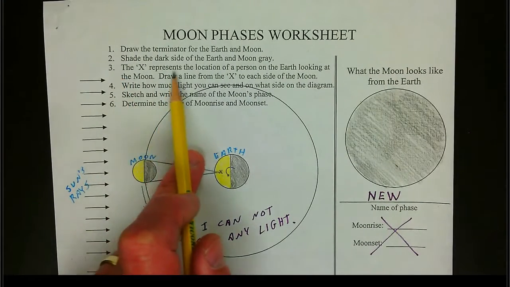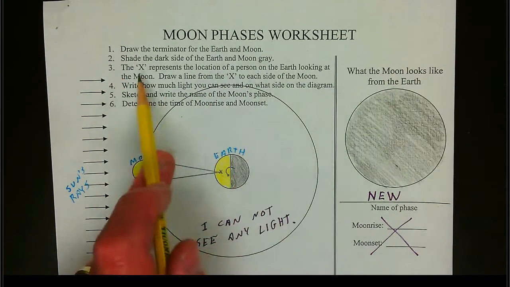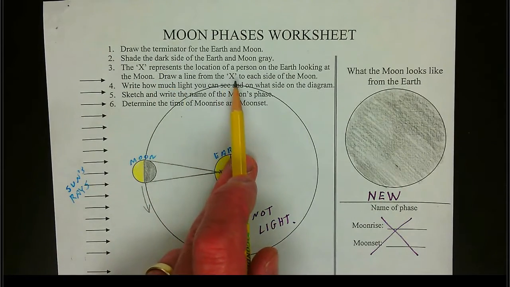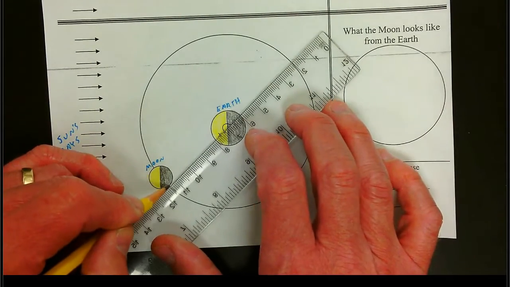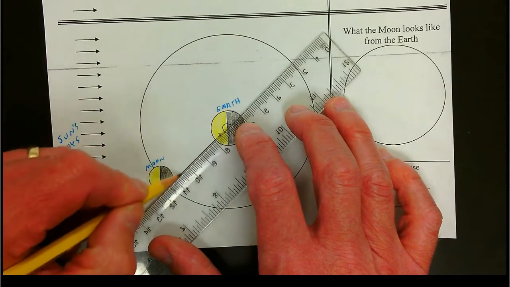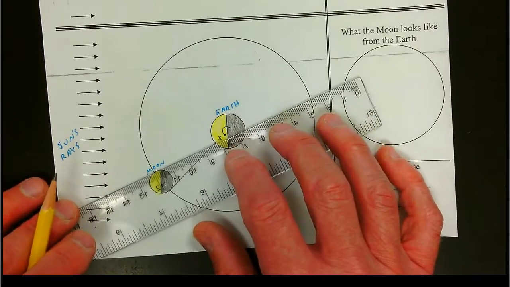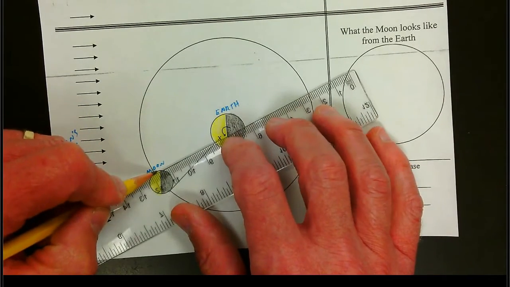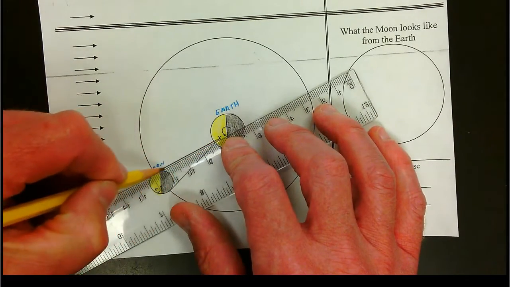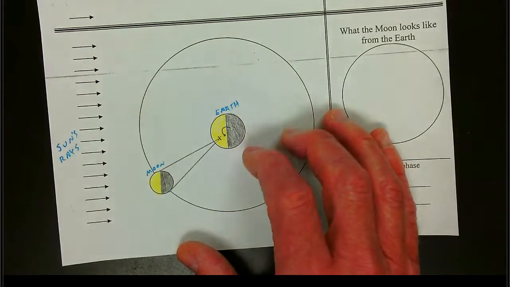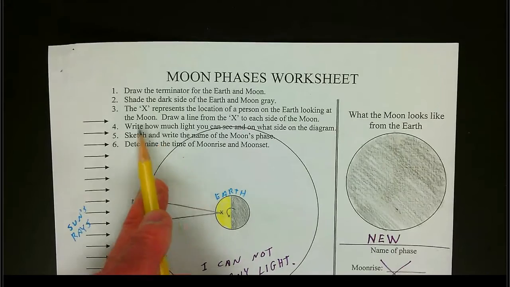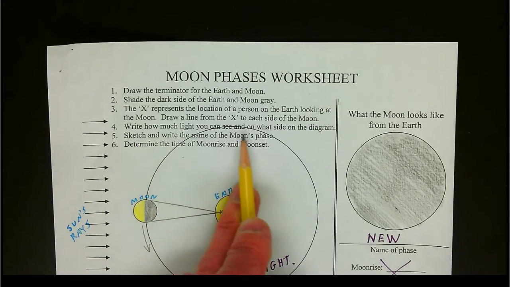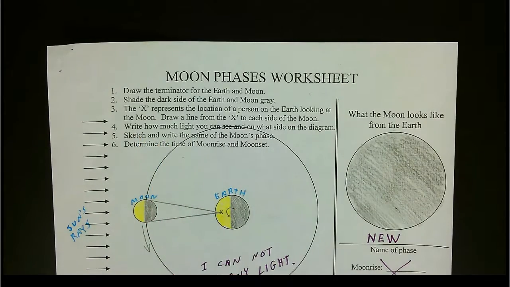Step 3, the X represents the location of a person on the earth looking at the moon. Draw a line from the X to each side of the moon. Step 4, write how much light you can see on what side of the diagram.